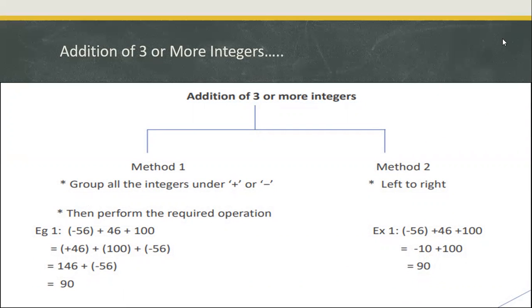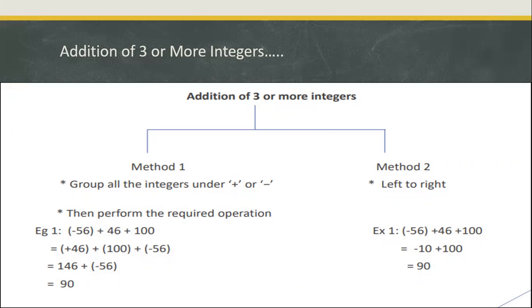Addition of 3 or more integers. Addition of 3 or more integers can be done by two methods. Method 1. Group all the integers under plus or minus, then perform the required operation. Example 1. Minus 56 plus 46 plus 100 is equal to plus 46 plus 100 plus minus 56, which is equal to 146 plus minus 56, which is equal to 90.